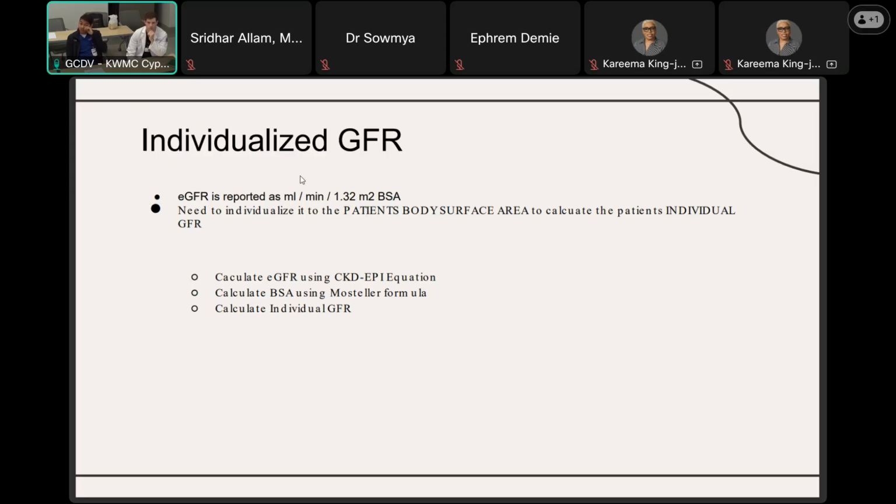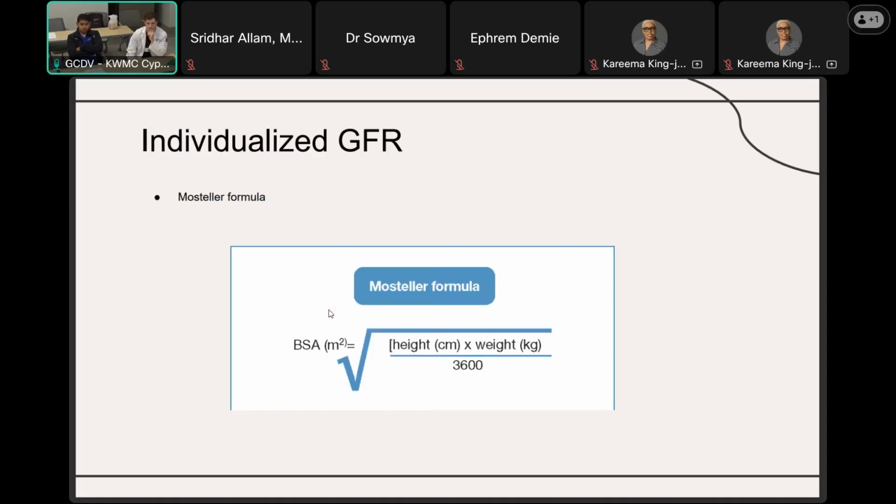So what we do with individualized GFR is we calculate the eGFR using the CKD equation. Then we calculate their body surface area using different formulas. The common one is the Mosteller formula. And then we normalize their estimated GFR for their body surface area to give that patient's individual GFR. Before the example, sorry, what is the Mosteller formula? Body surface area is the square root of height in centimeters times weight in kilograms divided by 3600. There are also apps available for this.